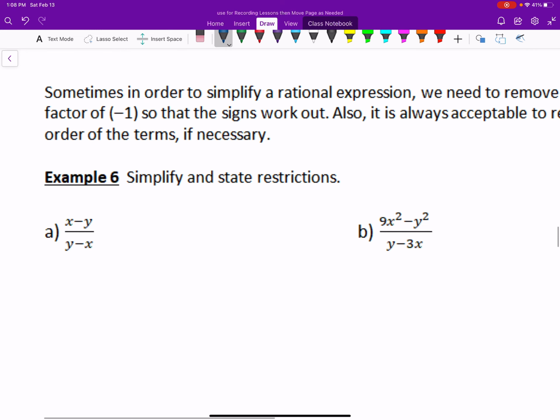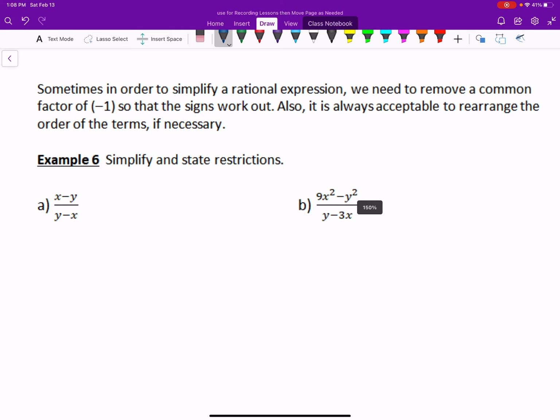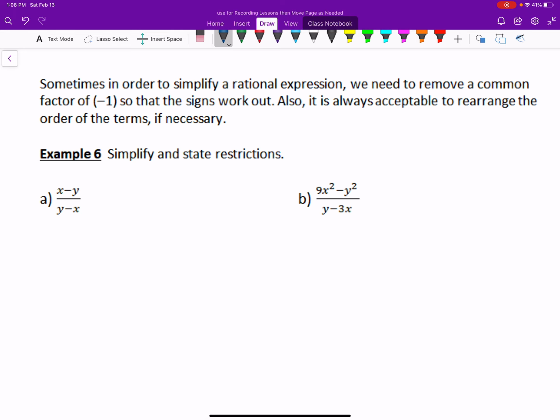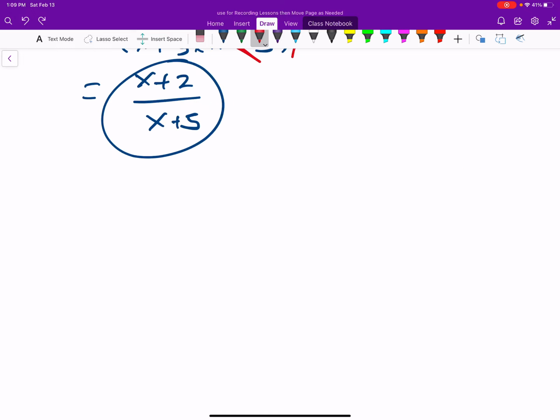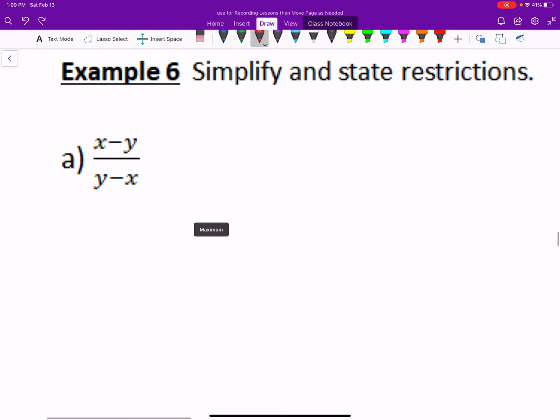Sometimes, in order to simplify a rational expression, we need to remove a common factor of negative 1 so that the signs work out. Also, it's always acceptable to rearrange the order of the terms if necessary. So, simplifying and stating restrictions: x minus y over y minus x. Sometimes people think these are the same and they just go, okay, I can reduce that. They're close to being the same, but they're not identical. The signs are different on these guys.